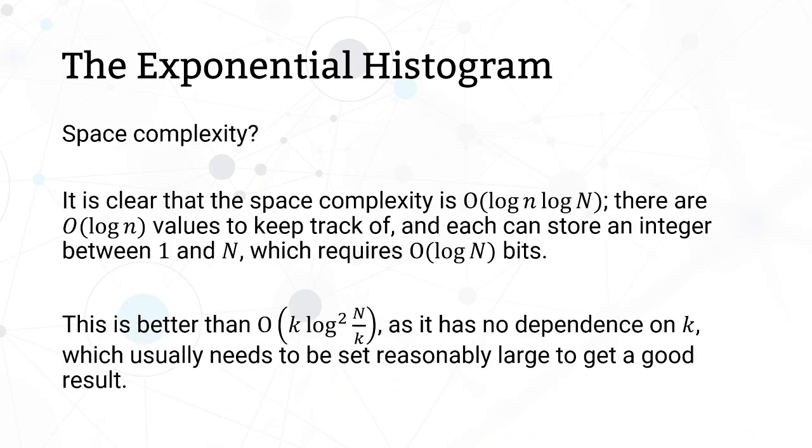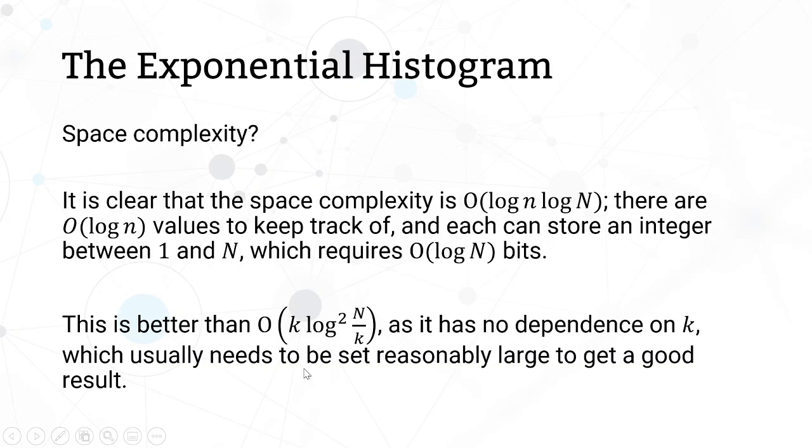And by doing this, the space complexity becomes log n times log capital N. So n is the number of values we have to keep track of, right? Because again, the number of leading zeros can be 0 to log n, and this capital log N is the position in the window. So this requires log N bits, and of course this is much better than k log squared n because it has no dependence on k.